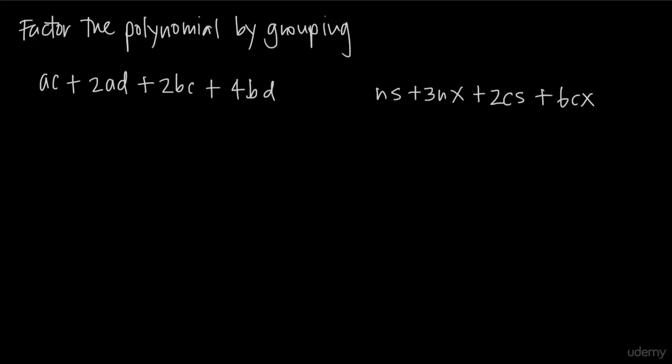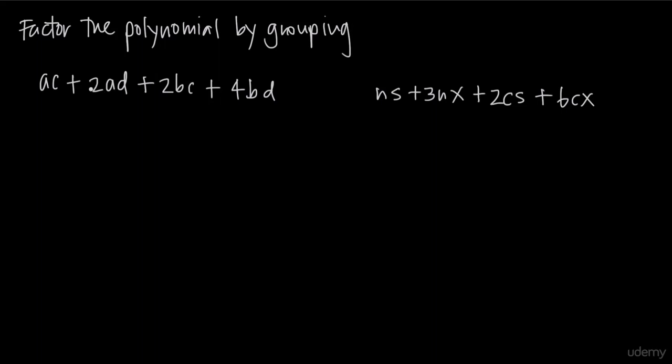In this video, we're going to do a couple more examples of factoring by grouping. We've been given a couple of polynomials and we want to use grouping to factor each one of them. So this first one is AC plus 2AD plus 2BC plus 4BD, and we can use grouping to factor this polynomial. So we just need to divide our polynomial into two different groups and then pull a common factor out of each of those groups.